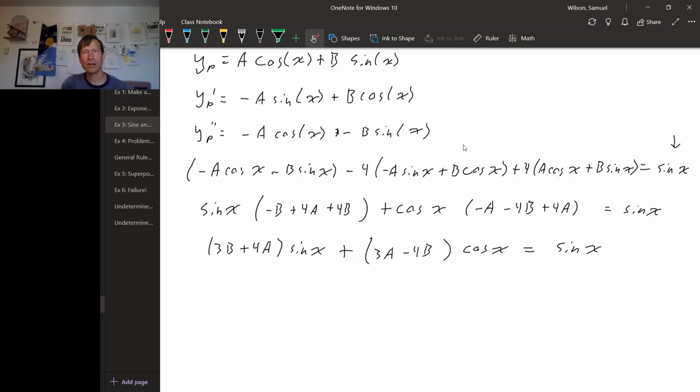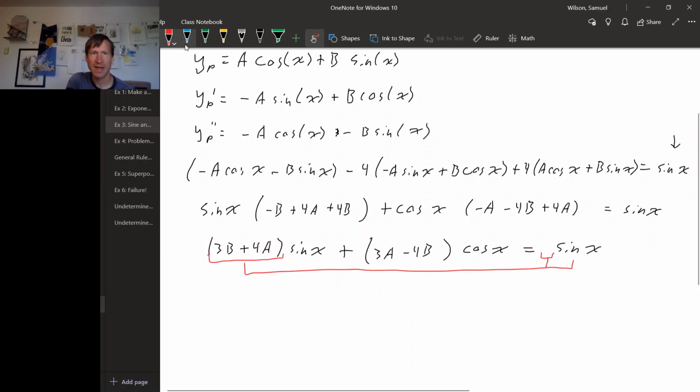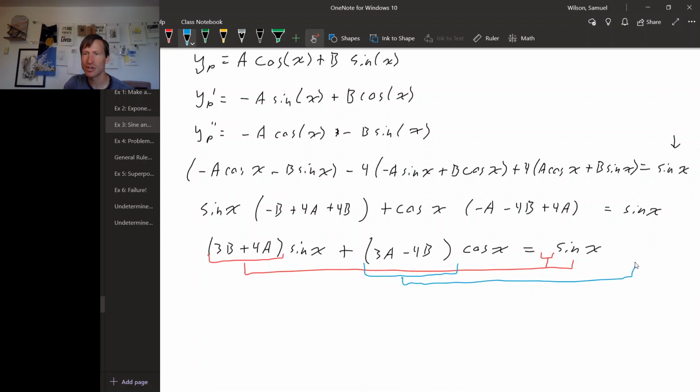All right, well, if these are supposed to be equal for every value of x, that means this coefficient here must be equal to this coefficient over here, which is 1, and the coefficient on cosine here, 3a minus 4b, must be equal to the coefficient on cosine on the right-hand side. And there isn't a cosine on the right-hand side, but that just means the coefficient in front of cosine is 0. So again, we get some equations that are going to let us find the undetermined coefficients.